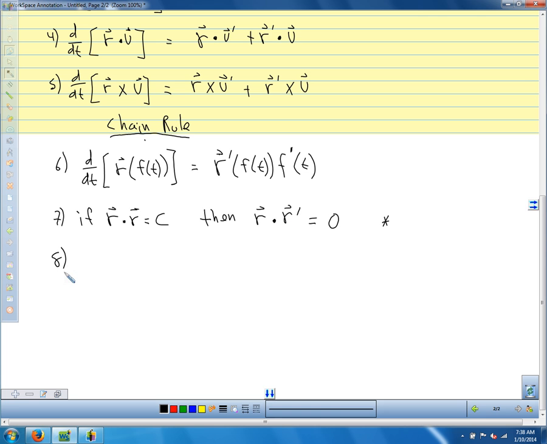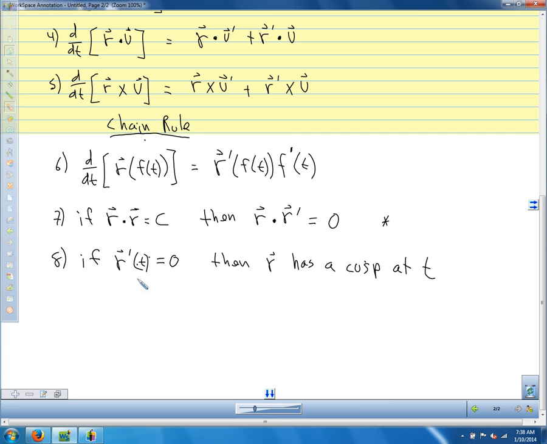And then the last thing we want to say about the derivatives is that if r prime of t equals 0, and I'll put my time in there because we're going to be referring to the time, our parameter, then the curve represented by r of t has a cusp at that value of t. Another way of saying this is that r is smooth everywhere that r prime does not equal 0.